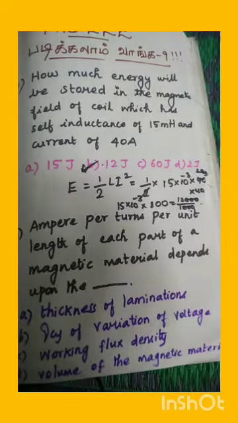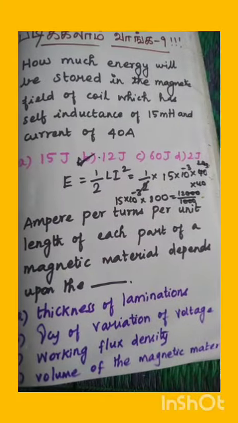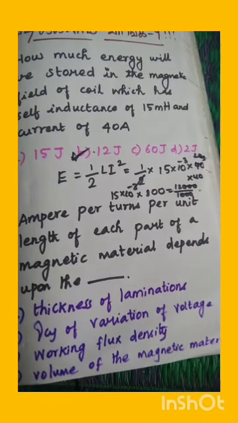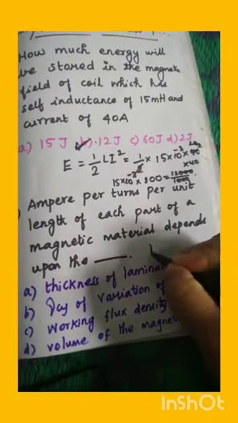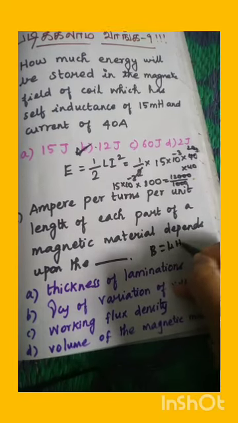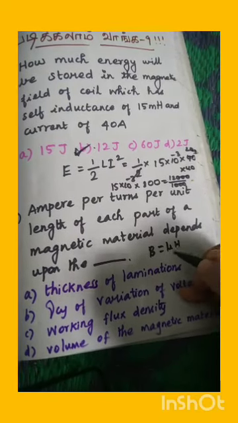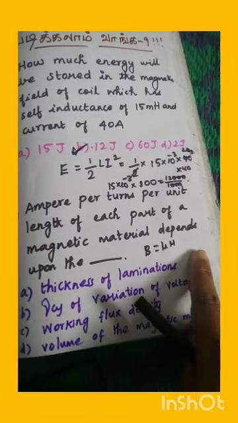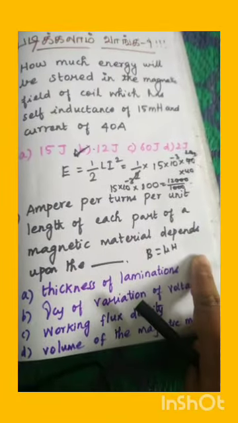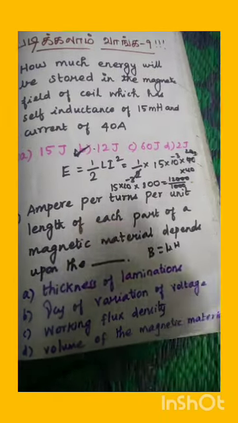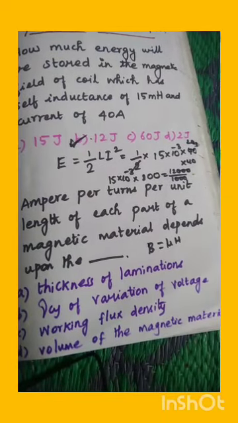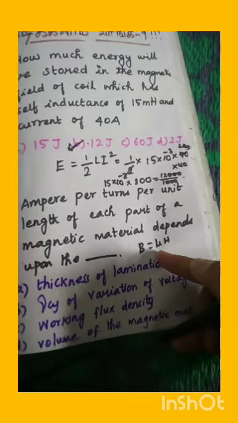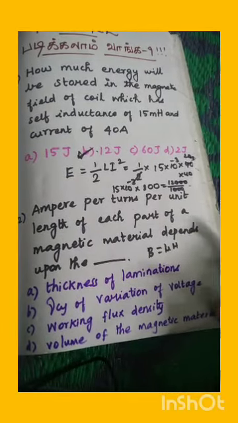The magnetic field strength means what? We know the formula B is equal to mu H. Am I right? B is equal to mu into H, where H is the magnetic field strength and B is the magnetic flux density. Mu is equal to mu naught into mu R. Mu naught is the absolute permeability and mu R is the relative permeability.